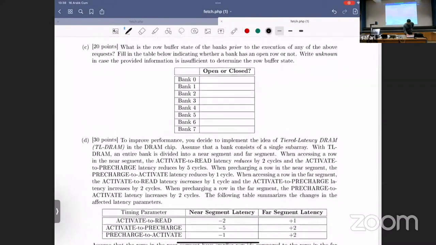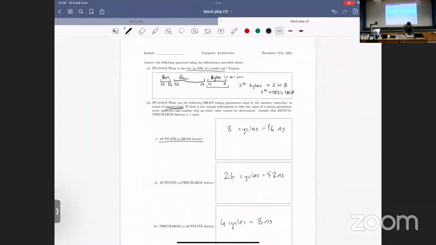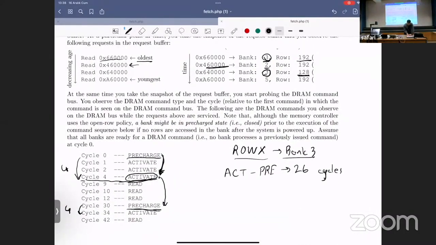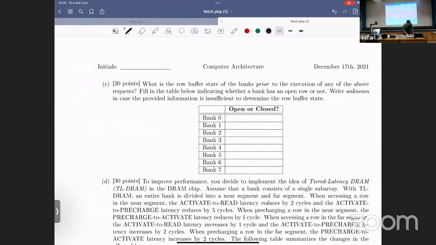Okay. So this question asks what's the state of the row buffers in every bank. Basically, which rows are open in each bank. So we only know a few things. We know that bank 3 must have some row open before these requests are scheduled. So bank 3 is open.